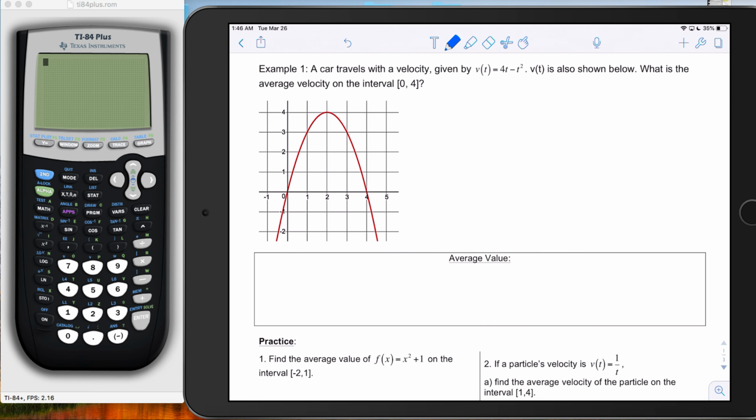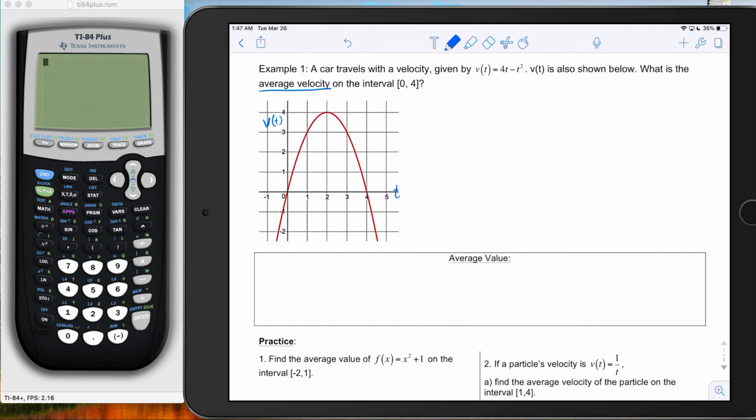So let's start with example 1. Let's say we have a car that travels with the velocity given by the function v of t equals 4t minus t squared. And the graph is also shown below. And they're asking, what is the average velocity? Okay, so this is a v graph. The average velocity. And don't be confused by average acceleration, because this is a velocity versus time graph.